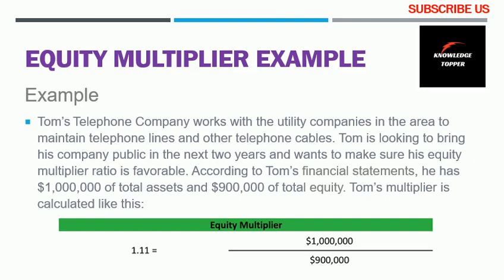Lower multiplier ratios are always considered more conservative and more favorable than higher ratios, because companies with lower ratios are less dependent on debt financing, and they don't have high debt servicing costs. So this is one of the main reasons why lower multiplier ratios are more favorable than higher ratios. This is the video for all of you. Hope you clearly understand the equity multiplier ratio.